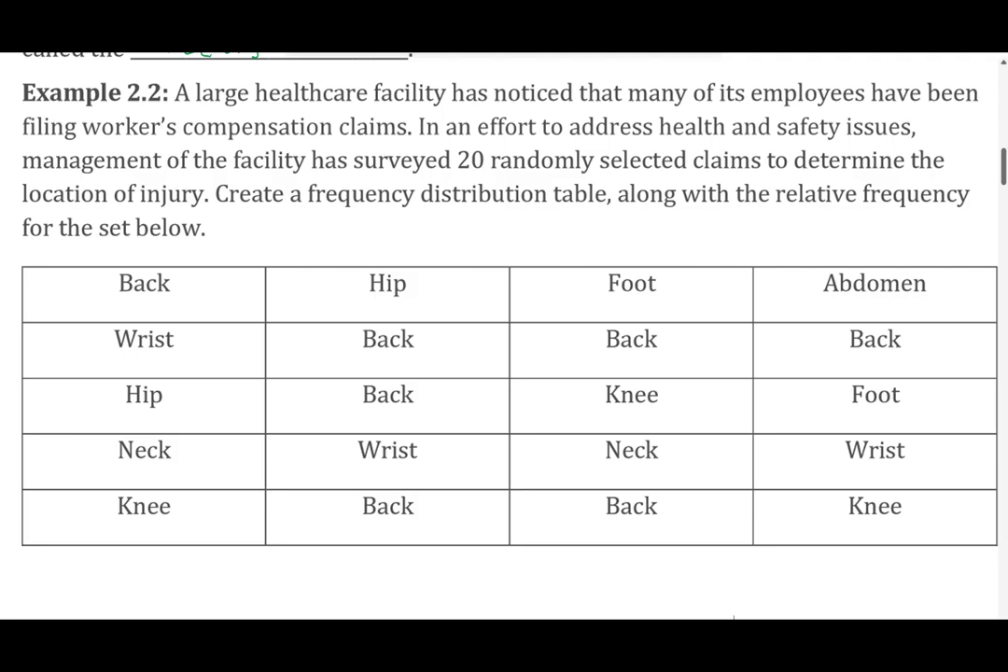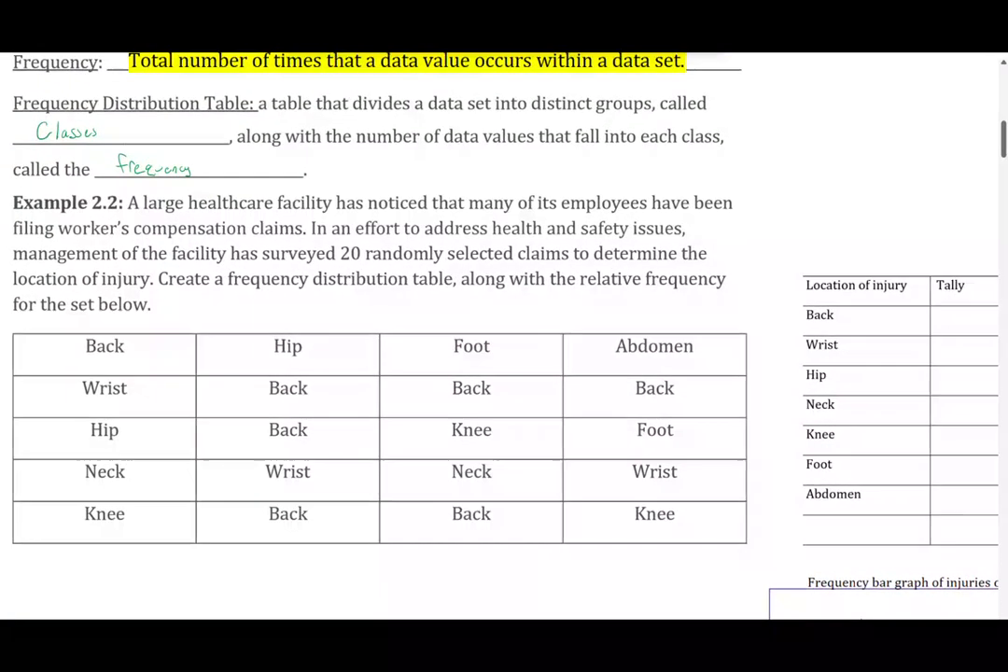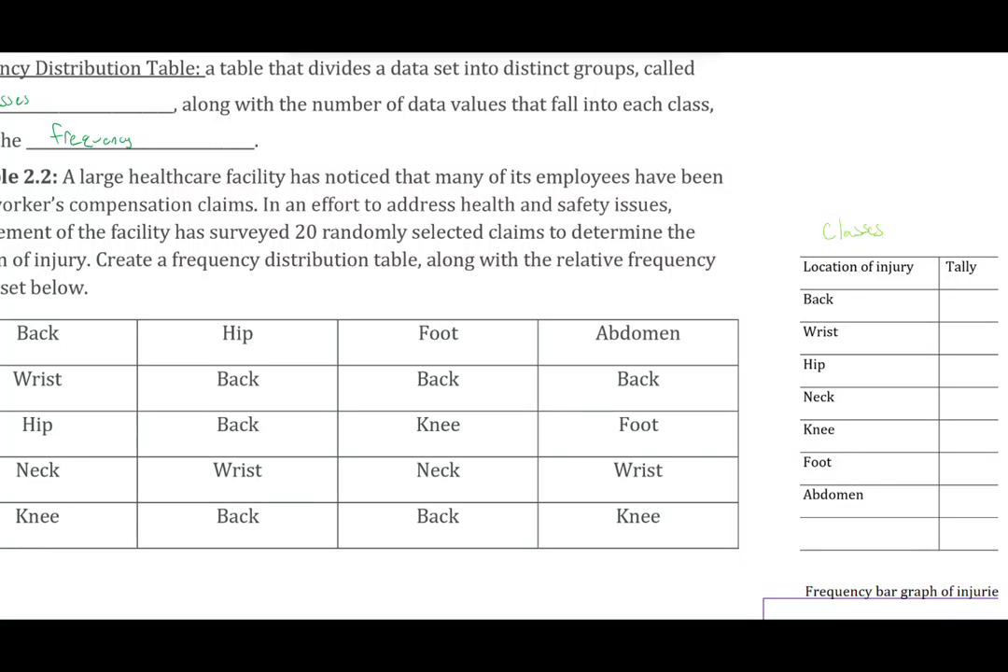Maybe they want to implement some new type of training or some new type of device or option for their employees so that their employees don't get injured as often. We can take these injuries and we can group them into their location of injuries. This would be the classes, since we're talking about categorical data, and we can group them using a tally mark.